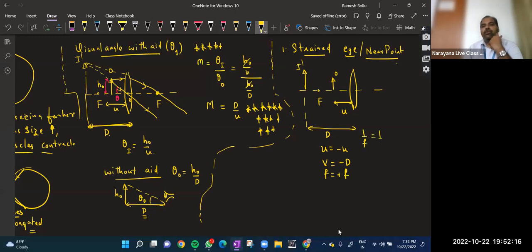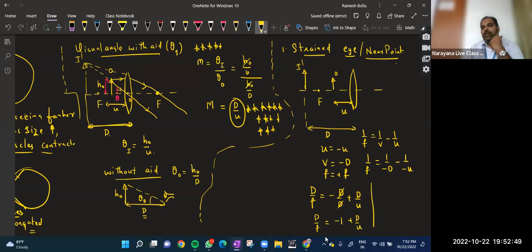1 by F equals 1 by V minus 1 by U. 1 by F value is plus F, and 1 by V is minus D, minus U value is minus U. So 1 by F equals minus 1 by D plus 1 by U. Understood? I want D by U only, no? Magnification power. So for that, I will multiply with D here, D here, D here. D and D cancel out. So D by F equals minus 1 plus D by U. Understood? So D by U is nothing but 1 plus D by F.